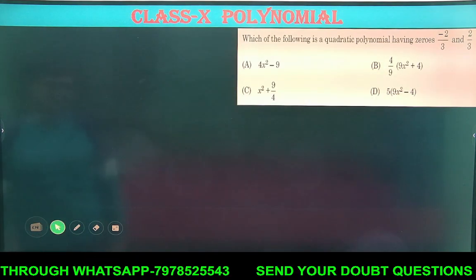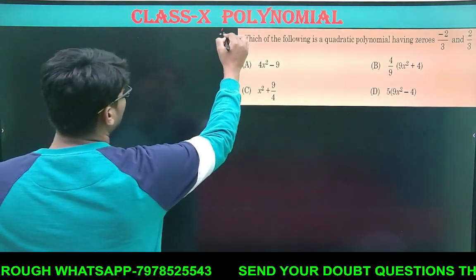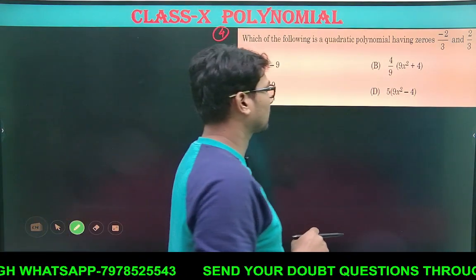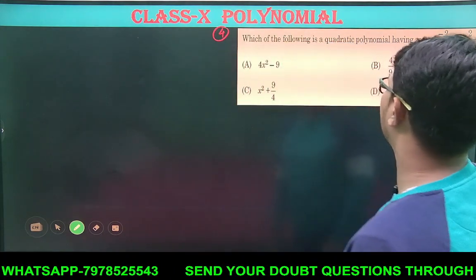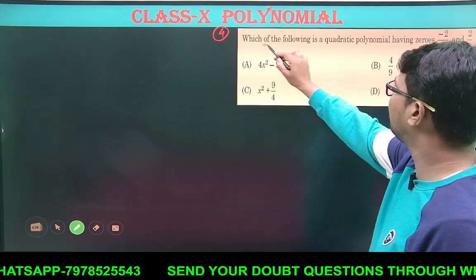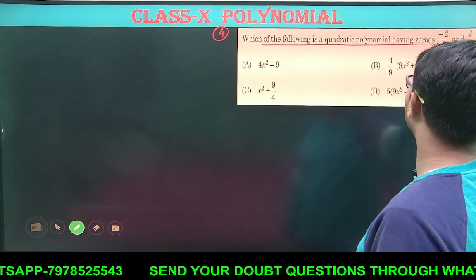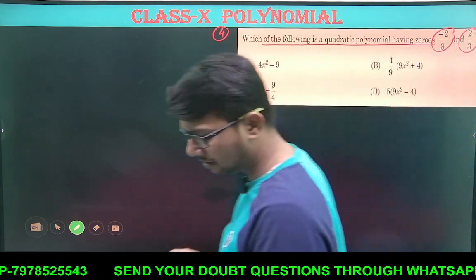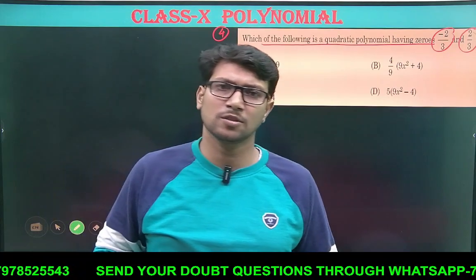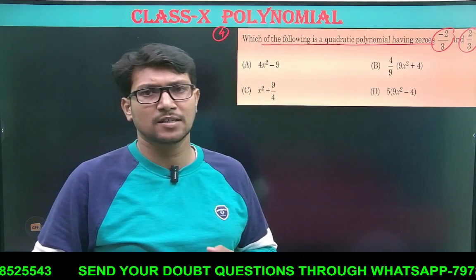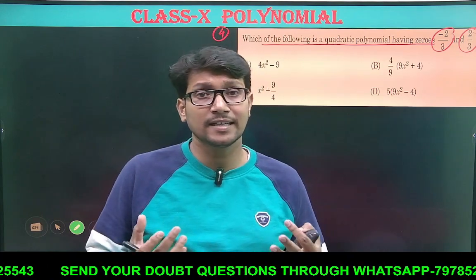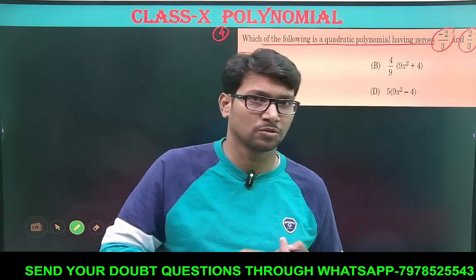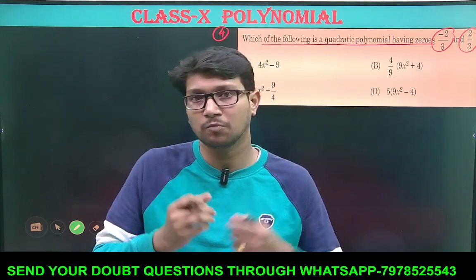The next question is question number 4. Our target today is 12 questions. Here something different is given. Zeros are given. Which of the following is a quadratic polynomial having these zeros? In this chapter, we know one thing is zeros of polynomial, the second thing is the geometrical meaning of zeros, the third thing is the relation between zeros and coefficients, and the fourth thing is, if zeros are known, then how to write a polynomial.